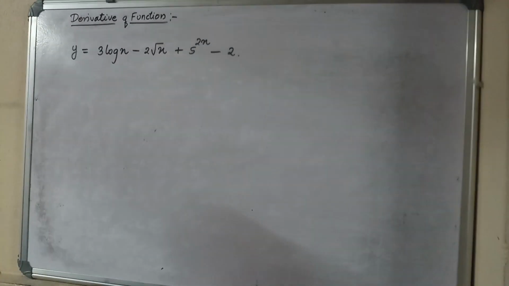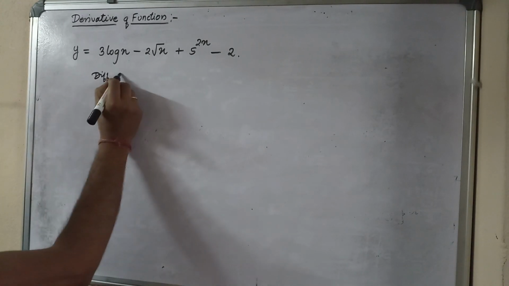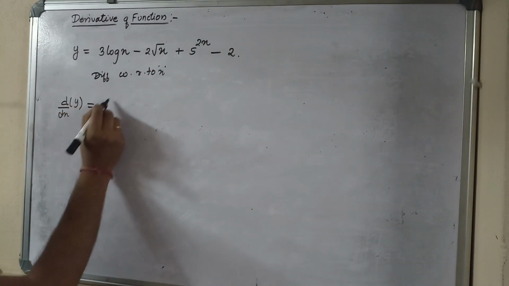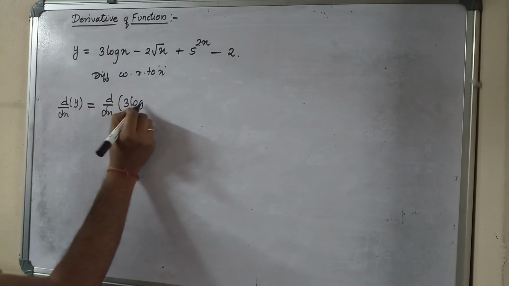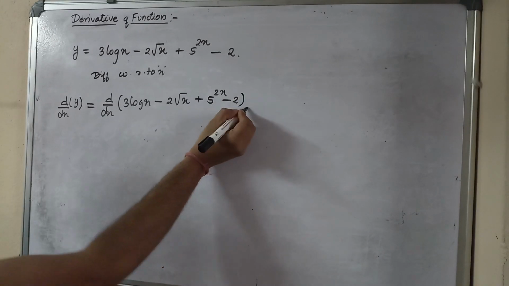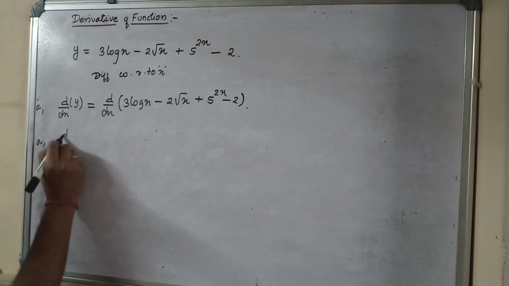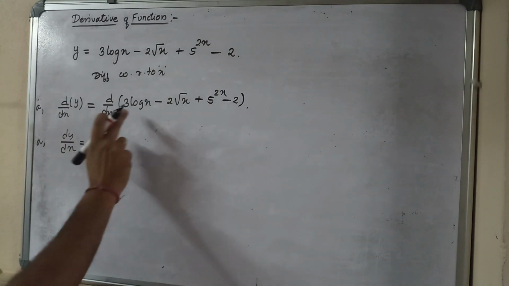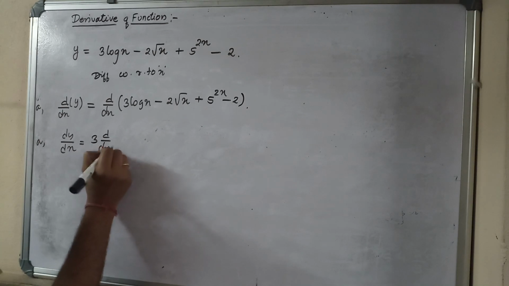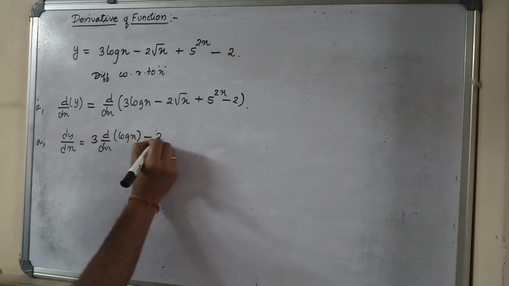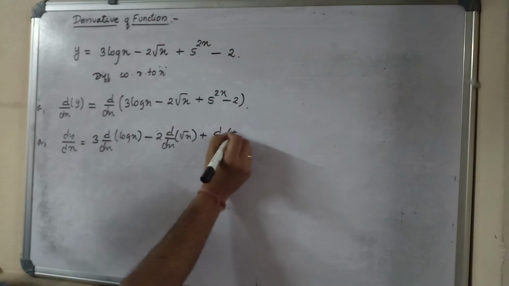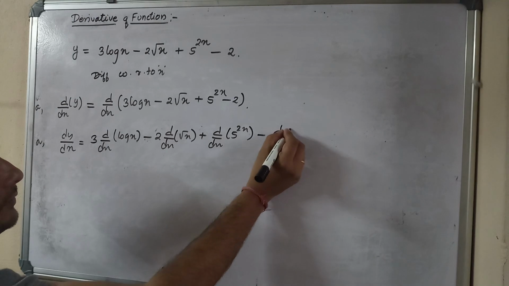Now another question, the same thing that I'll write. Diff means differentiating with respect to x. Now this one will be dy/dx of y is equal to dy/dx of 3 log x minus 2 root x plus 5 to the power 2x minus 2. Or dy/dx of y is dy by dx equals to, now I will differentiate these things separately. Now say 3 I'll write outside the derivative, 3 dy/dx of log x. Same way, 2 I'll write outside the derivative, root x plus dy/dx of 5 to the power 2x minus dy/dx of 2.